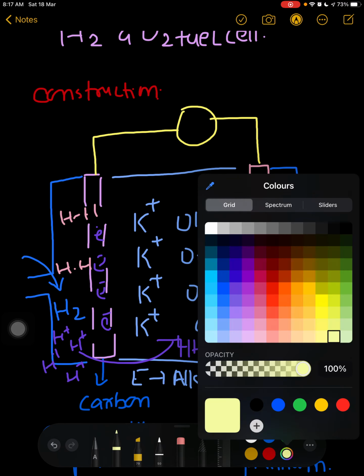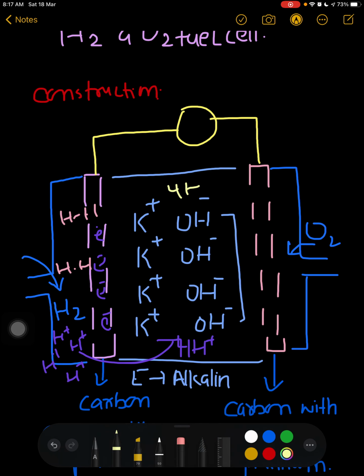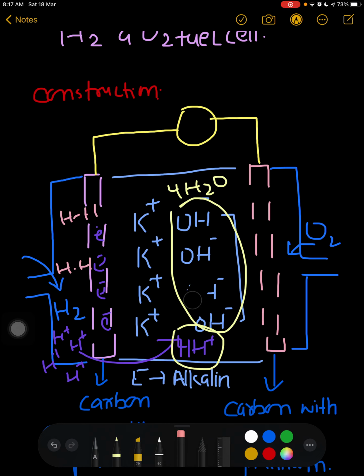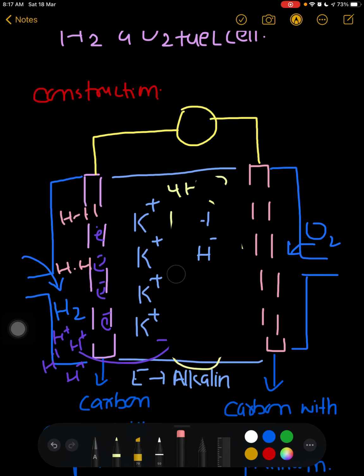4H2O molecules, right? They will form 4H2O when these 4 hydrogen ions and these 4 OH ions react together. Now let me erase these OH. Now basically what we have in the solution is the potassium ions, right?